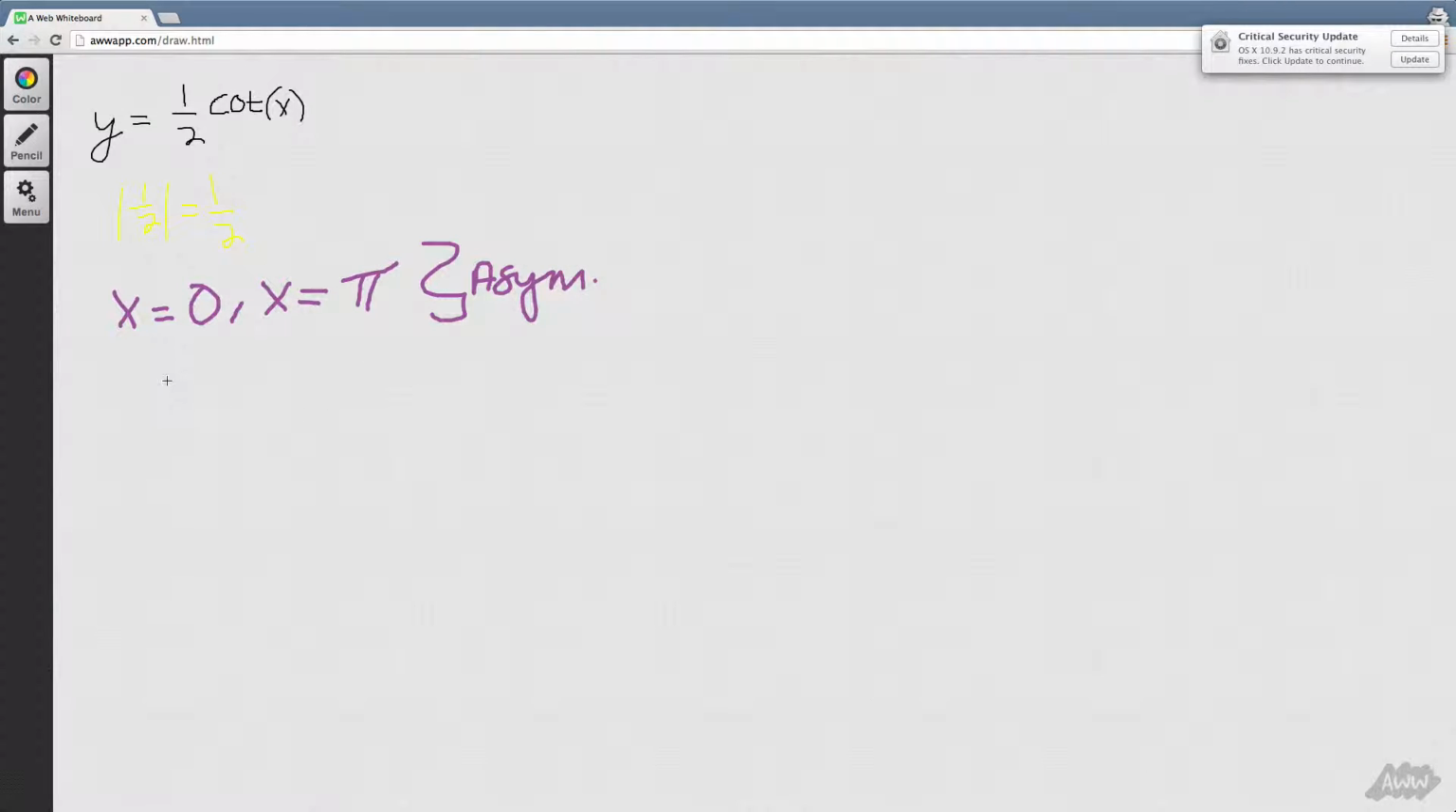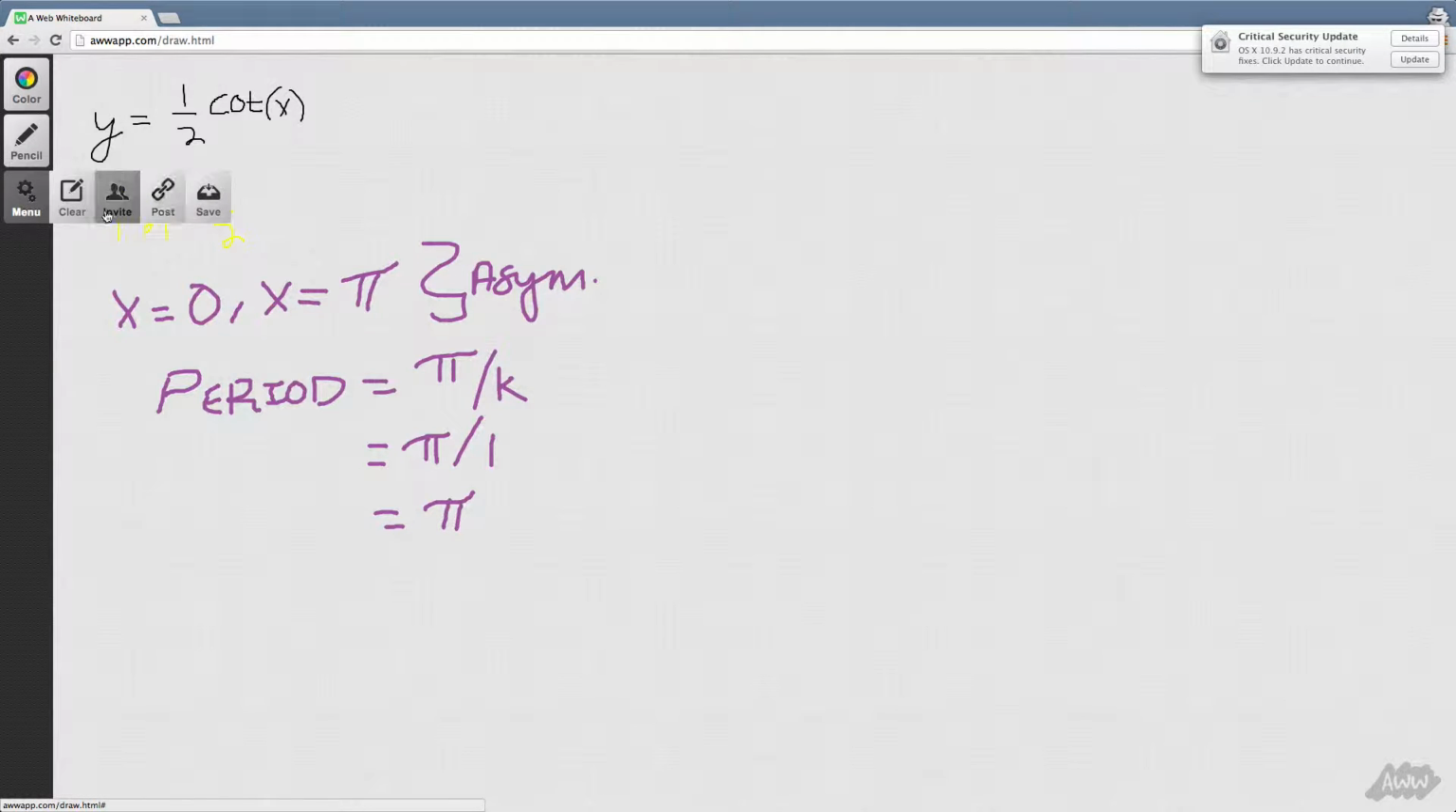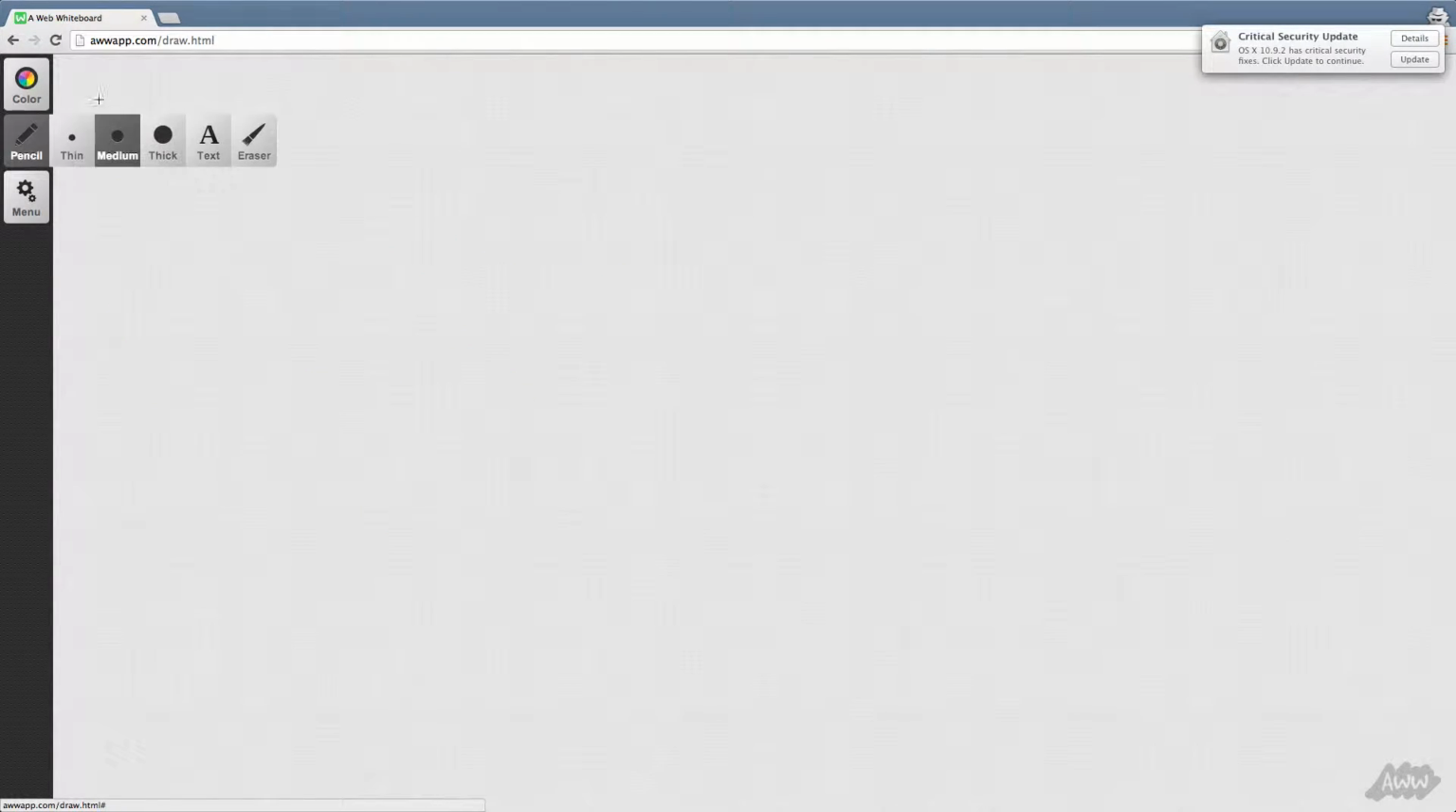And the period, same thing. This is the same as tangent. It is pi divided by k. K is the coefficient before x. So we can assume that k is 1. So pi, plug in k is 1, we simplify and it's pi. So now we have all the parts that'll help us graph this problem. All right, let me rewrite this.